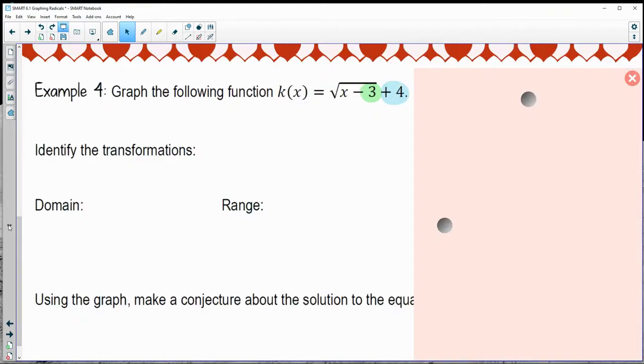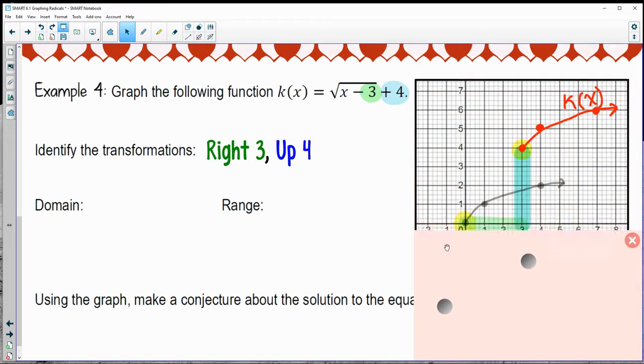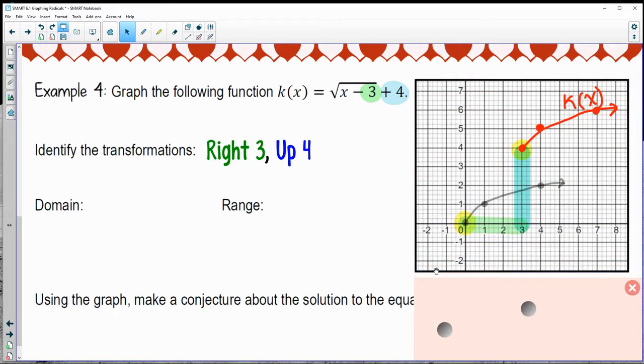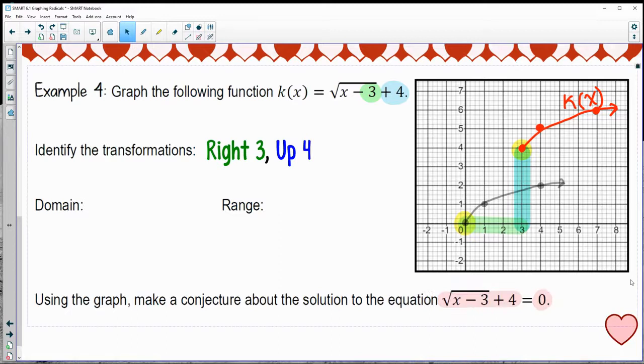All right, on example 4, I've got 2 transformations. I see a -3 underneath, and I see an up 4, +4. So we're going to shift the graph to the right by 3 and move it up 4. So hopefully here is what your k of x function is going to look like. You'll see I have the original parent function kind of in gray, and you can see where I've shifted it right 3 and up 4. So the red graph is where I'm focused on.